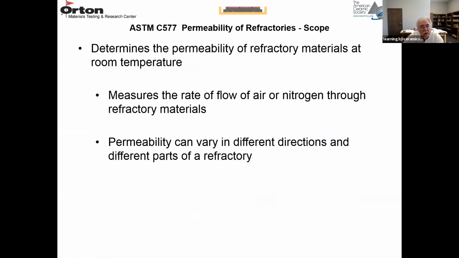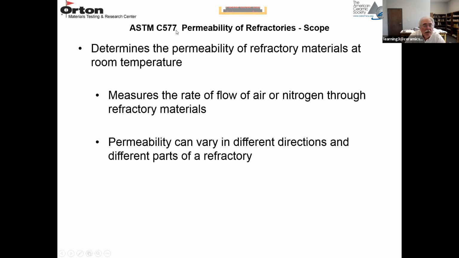I picked this other test, C577. It's a measure of permeability. This gives you an idea of how the open pores are connected and how permeable the refractory is. Obviously, for corrosion resistance, you want a material that has low permeability.